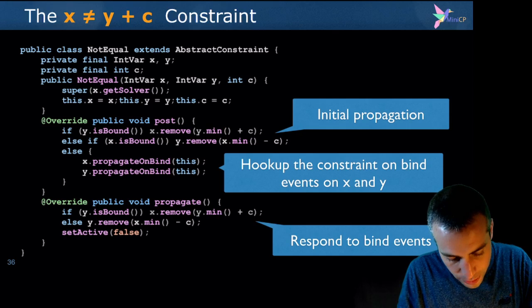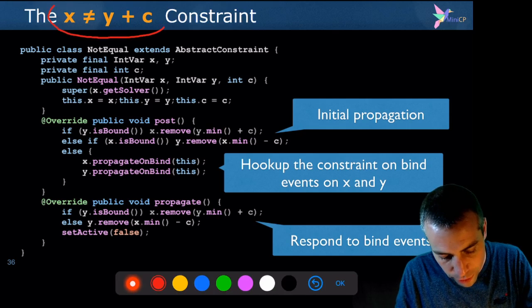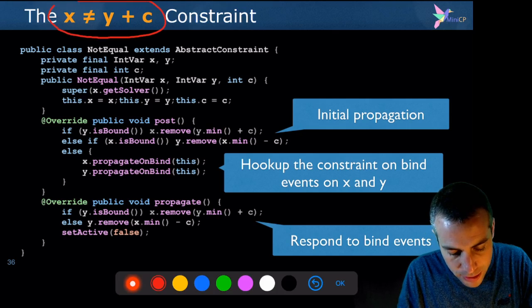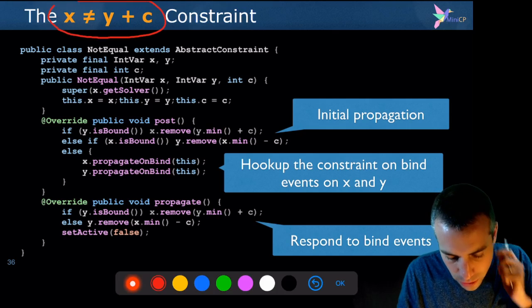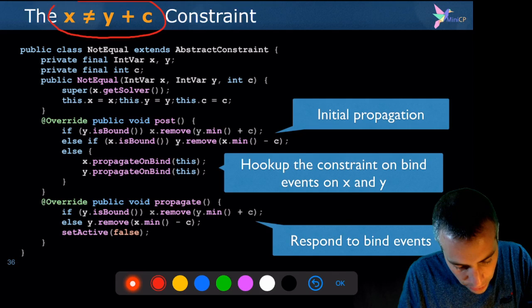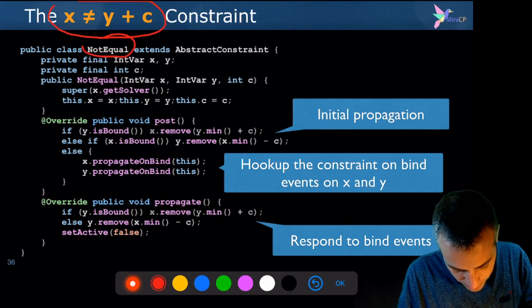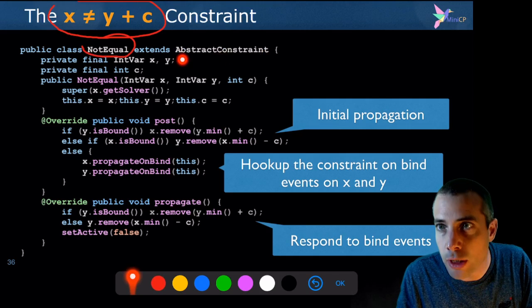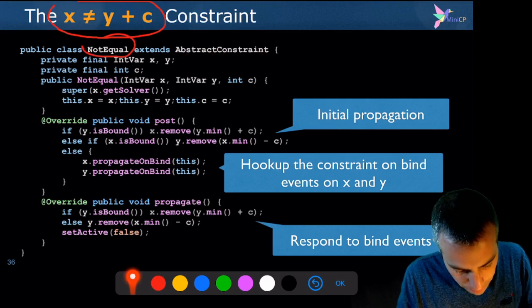So the constraint that we will implement is the one that we use for all different constraints. The variable x must be different from the variable y plus an offset c. And so I call this constraint not equal. And as you can see, we extend an abstract class that we will see later. What is important there is that you have a post and a propagate method. Okay, and the post method will do a little bit the hookup.